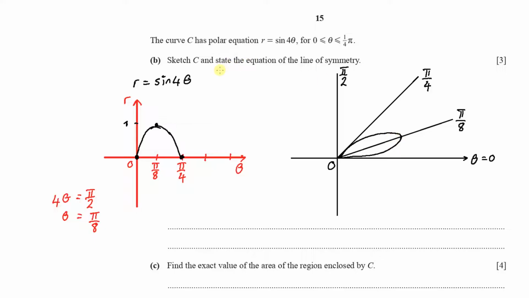And that also says that we need to state the equation of the line of symmetry. So the line of symmetry is the line here. That's theta is equal to pi over 8. That's the line of symmetry right here.